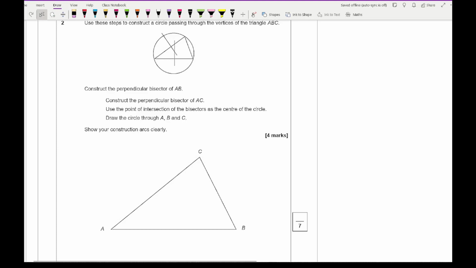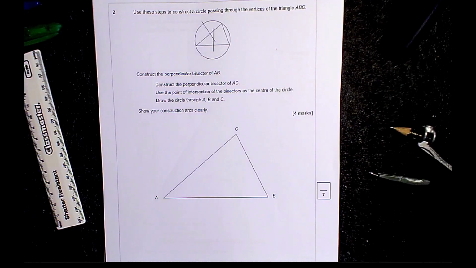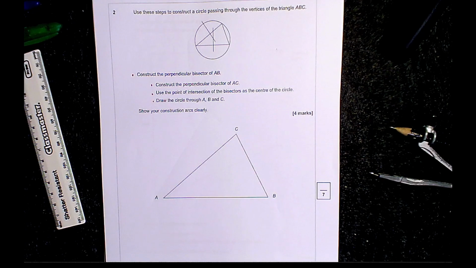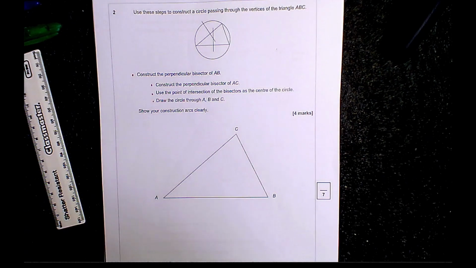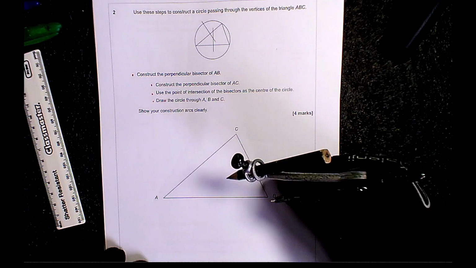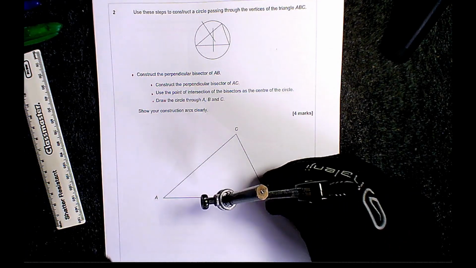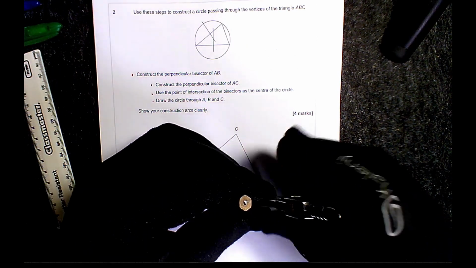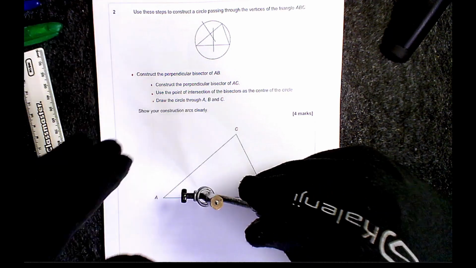So again, what I'll do is I'll revert to the camera and actually show you how to work through this particular question, talking you through question 2. So what we need to do is basically follow each of these key points. The first thing we need to do is to draw a perpendicular bisector of A and B. Now to do a perpendicular bisector between 2 points, you want to set your compass so that it's more than halfway of the line that you're trying to bisect. So I would say that's pretty much more than halfway.